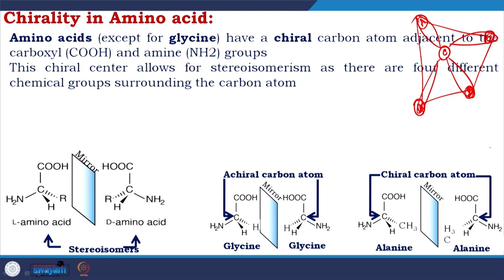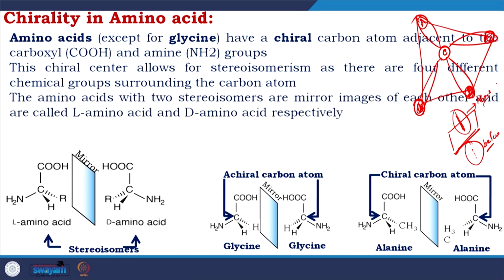Okay. So, if it is this plane, one group has to be above the plane and one group has to be below the plane. Which one is above the plane and which one is below the plane is called chirality. The amino acids with two stereoisomers are mirror images of each other and are called L amino acids and D amino acids respectively.